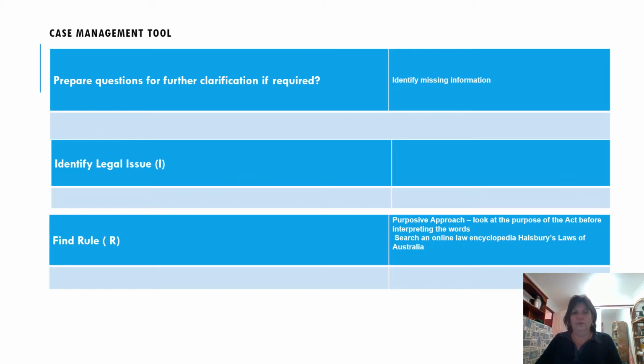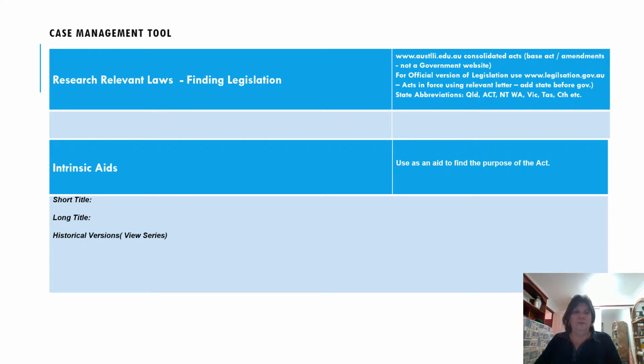Next, you want to find the rule. You want to use the purposive approach, and you want to look at the purpose of the Act before interpreting the words. You want to search an online law encyclopedia. Halsbury's Laws of Australia is very good to find law when you're not sure on what you're looking for. Next, you want to research the relevant laws, finding the legislation using AustLII, or you can use the official version of legislation, which is www.legislation.gov.au site.